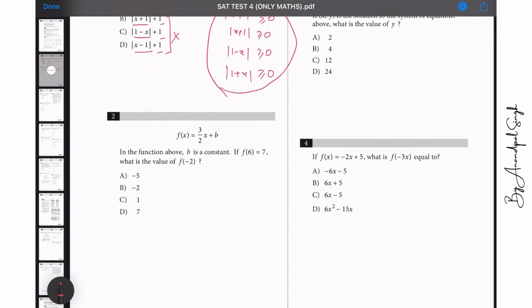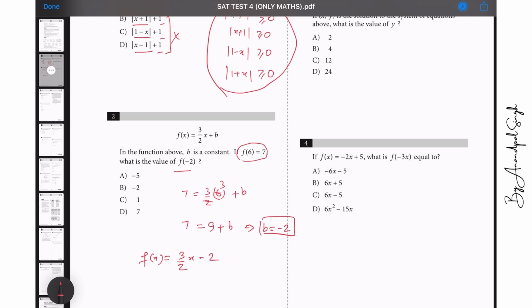In the function above, b is a constant. If f(6) is 7, what is the value of f(-2)? f(6) is 7 means when I put x equal to 6 over here, I get the value of the function as 7. So 7 equals 3/2 of 6 plus b. It means 7 equals 9 plus b. From here, subtracting 9 from both sides, we get b equals minus 2. Therefore, the function becomes 3/2 of x minus 2. We have just plugged in the value of b.